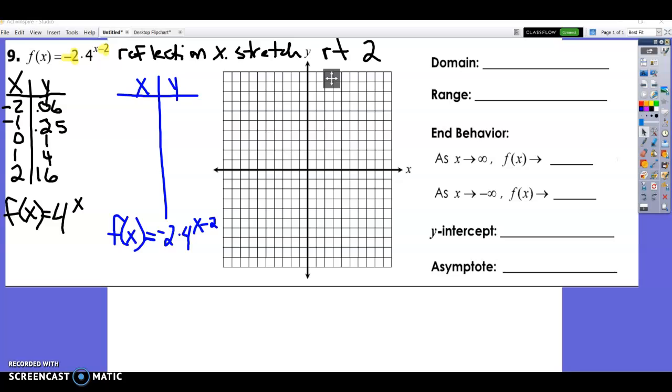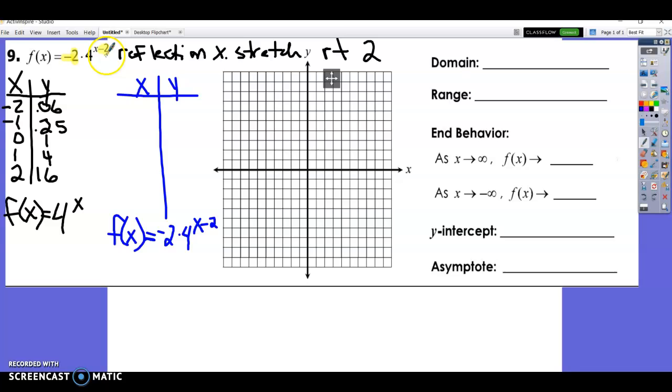Okay, one last example. This one, we're going to look at how it reflects across the x-axis, and it's going to be a stretch because it's multiplied by -2, and then it's also going to be shifted to the right too. So let's look at what happens to the x first.